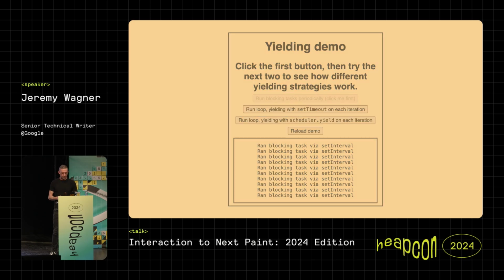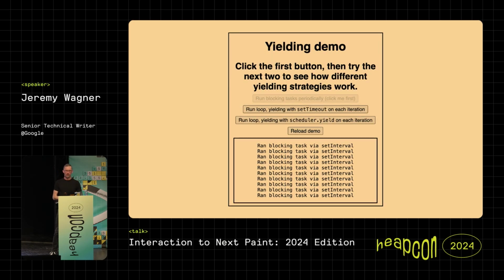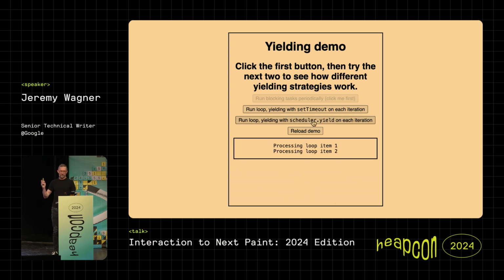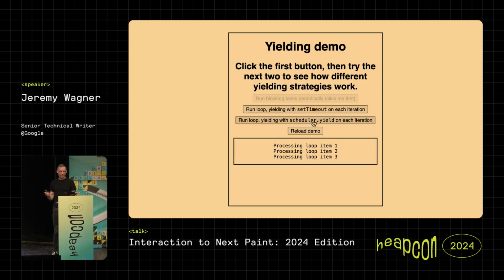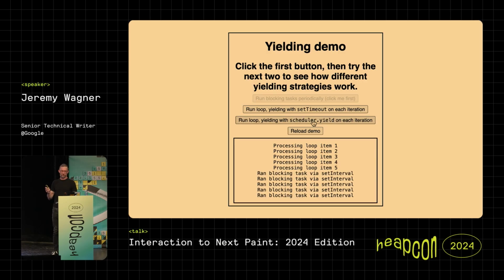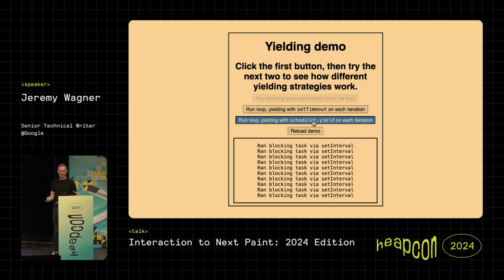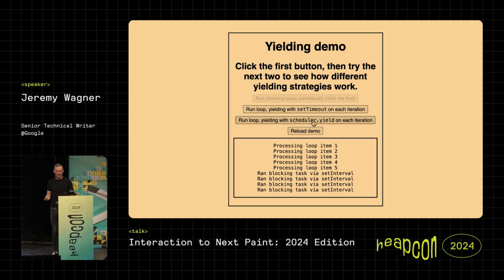You can see that processing loop item 1, 2, oh, set interval comes in, and then so on and so on. Now here's the same demo, but rather than yielding in the loop using set timeout, scheduler.yield is used instead. And so you can see here that after yielding on each iteration of the loop using scheduler.yield, it is ensured that the remainder of the work the loop needs to do goes to the front of the queue, ensuring that tasks run by set interval don't cut in line.